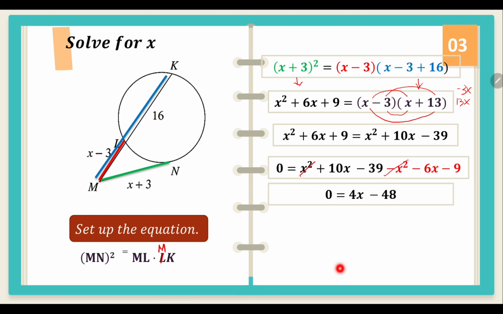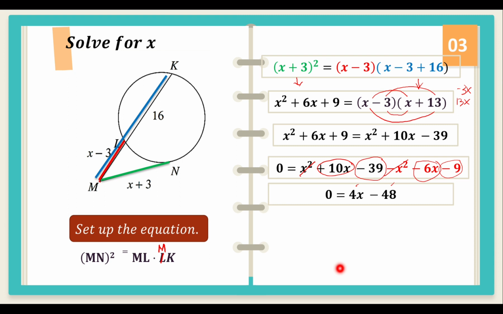x squared plus a negative x squared will give us a 0. Then we have 10x positive and a negative 6x, will give us a positive 4x. Then, a negative 39 plus a negative 9 gives us a negative 48, leaving us with a linear equation.